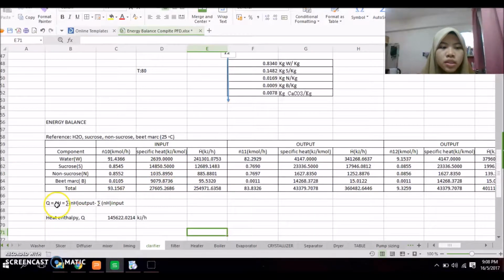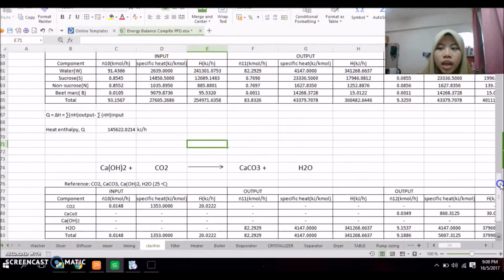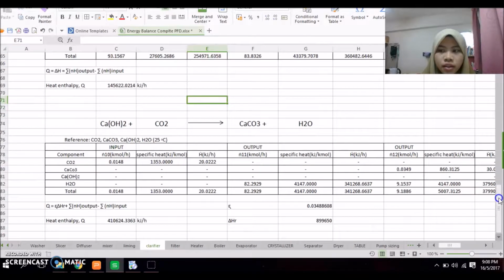We do it as usual, Q equals delta H, because we assume that EK, EP, and Ws equal 0. So we got Q equals delta H, which is the summation of nH output minus the summation of nH input. We calculated it, and we got 145622.0214 kilojoules per hour.